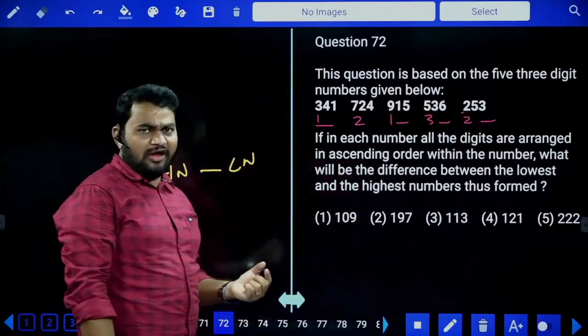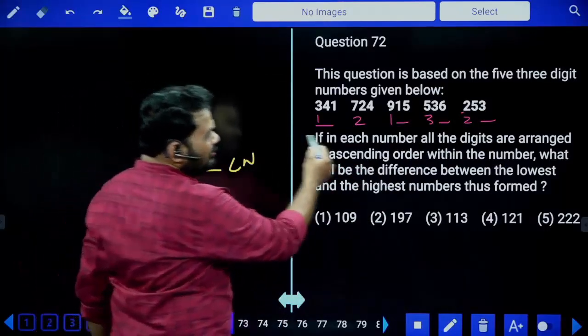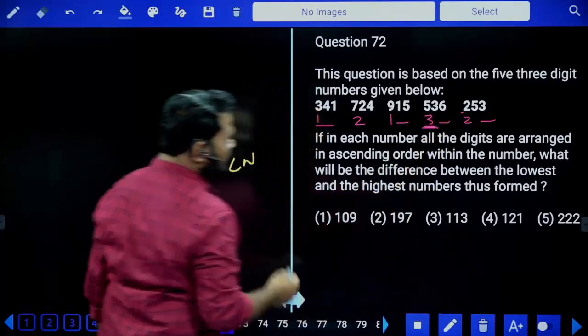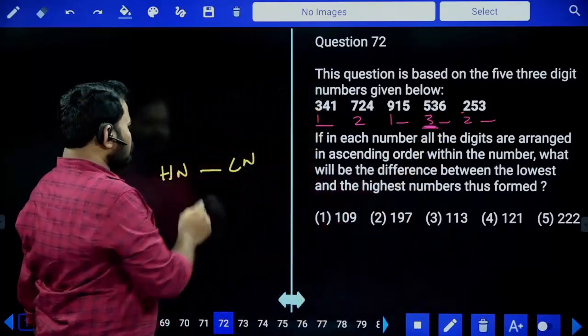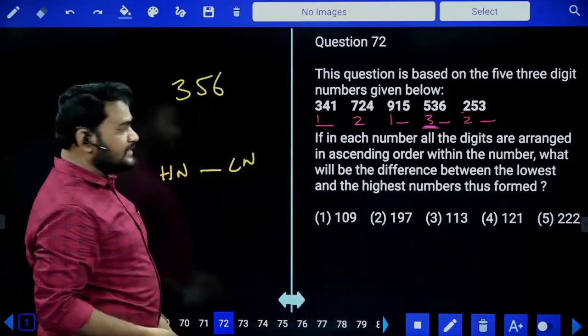And we are asked to find out the difference between the highest and lowest number thus formed. Among these numbers, highest is 3. Then the ascending order of 536 will be exactly 356. And the lowest number is required.